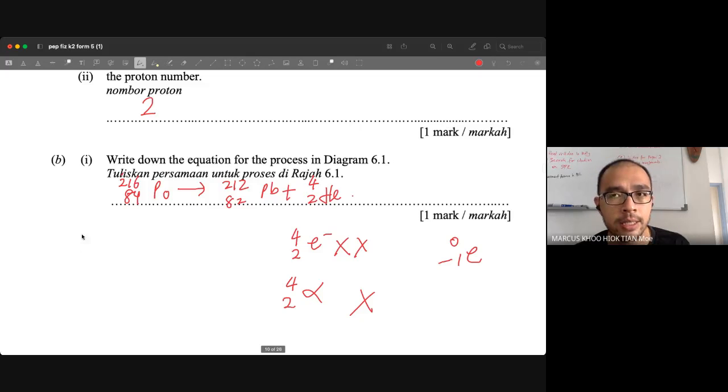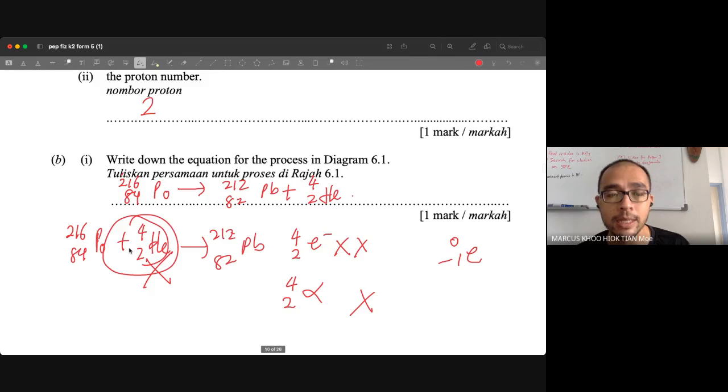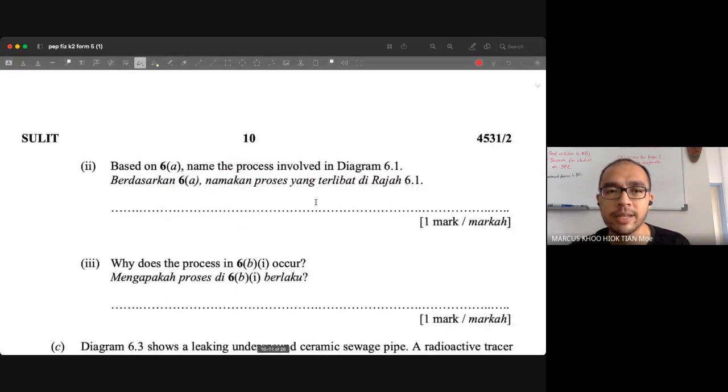I don't remember whether it's this class or the other class, dia tulis macam ni ya. Before, PO plus 4 2 He. Begini. Okay, tambah. This one cannot because tidak seimbang. 216 plus 4 is 220. Ini saya tidak terima sebab your positioning is in the wrong place. So make sure that your equation is balanced. 216, 212 campur 4. 84, 82 campur 2. Make sure the equation is balanced. Chemistry lah pula. Okay, name the process involved. The process is called a radioactive decay. Some people put alpha decay.